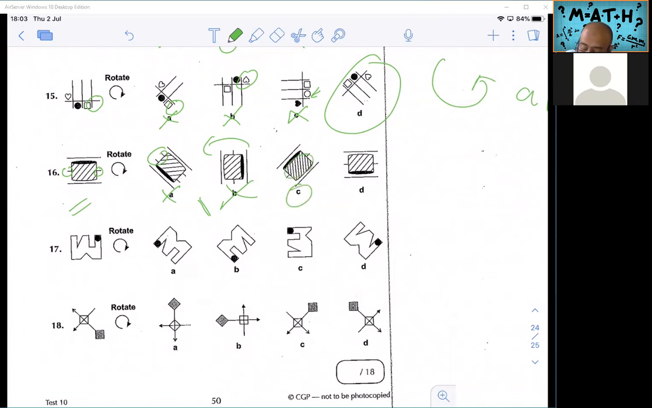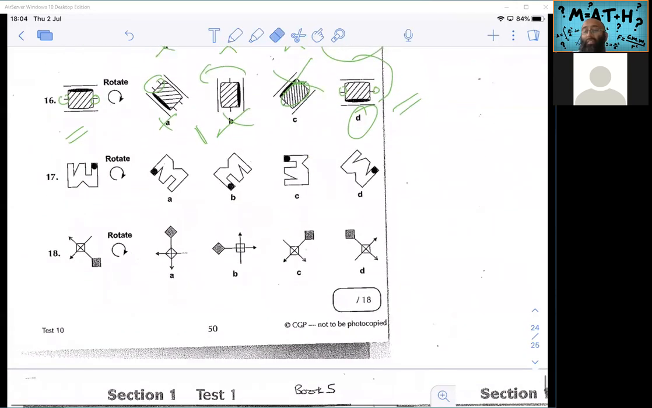Too many lines, wrong. So if you turn D around, you've got one on the side and the lines will be facing the right way. It should be that way when you turn it around. So D is the answer. So let's get rid of this, and D is the answer. Question number 17.